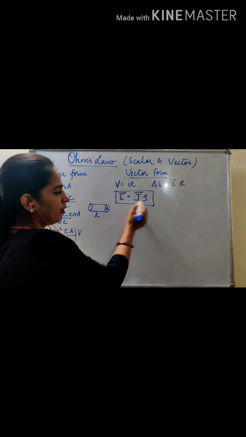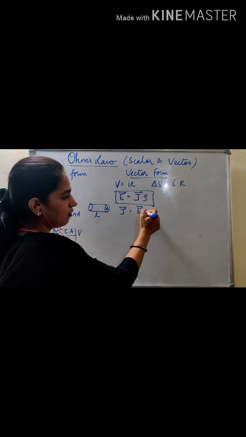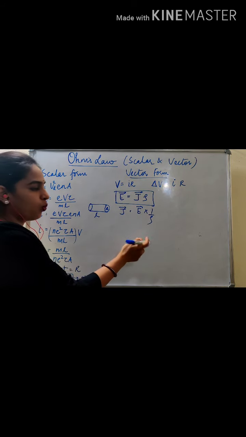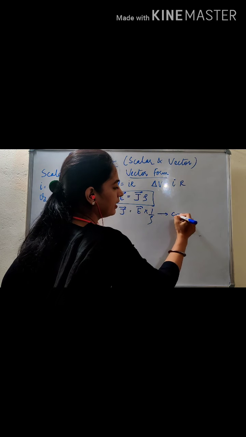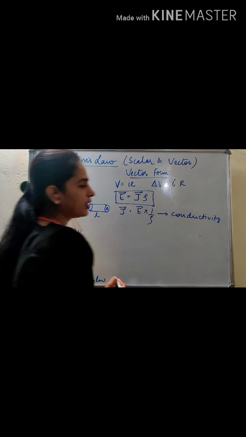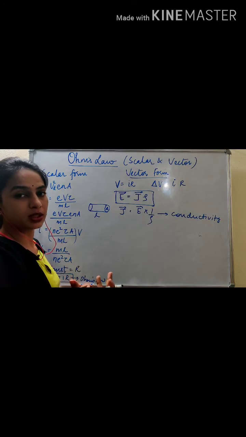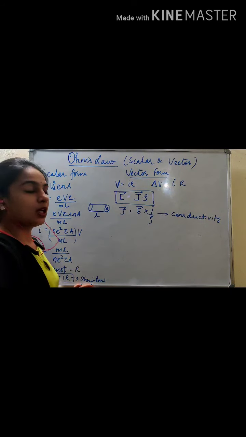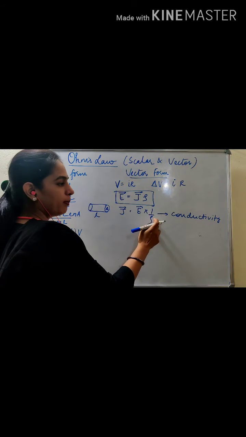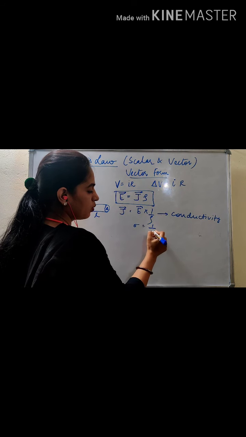Okay, so writing this as J is equal to E by rho. What is 1 by rho? Rho is resistivity, so 1 by rho is conductivity. The reciprocal of the resistivity of a material, what will it be? Conductivity. So 1 by rho is conductivity, which is denoted by sigma.